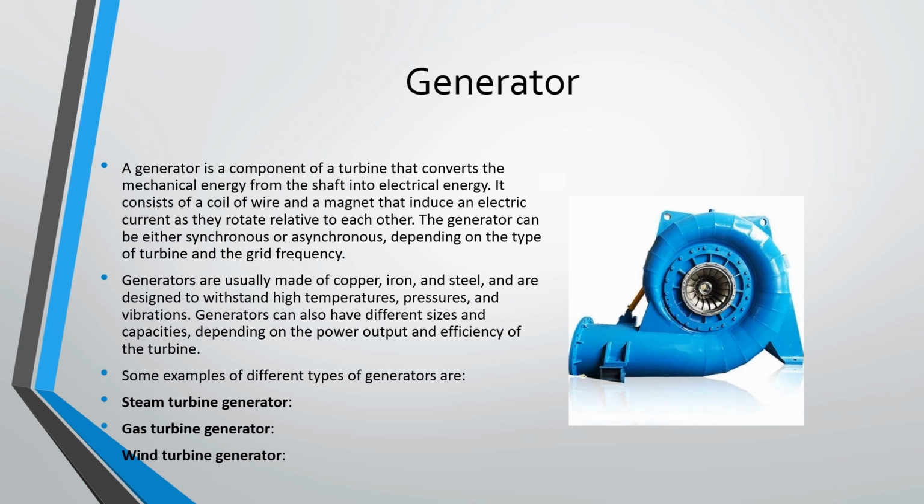Generators are usually made of copper, iron, and steel, and are designed to withstand high temperatures, pressures, and vibrations. Generators can also have different sizes and capacities, depending on the power output and efficiency of the turbine. Some examples of different types of generators are steam turbine generator, gas turbine generator, wind turbine generator.